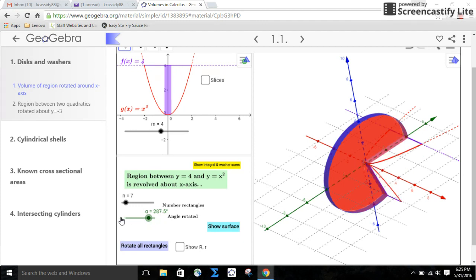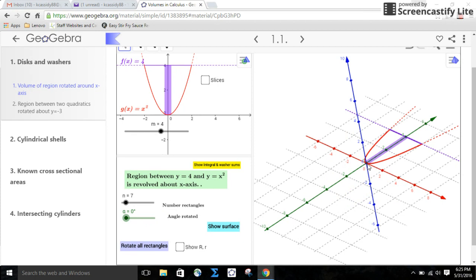But what if, instead of our boundary line touching our axis of rotation, we had something like this? Okay, so this is, read it right down here, the region between y equals 4, which is the purple line, and y equals x squared, which is the red curve, is revolved around the x-axis. Now notice, this is the area, but this right here that I'm revolving isn't touching the axis of rotation.